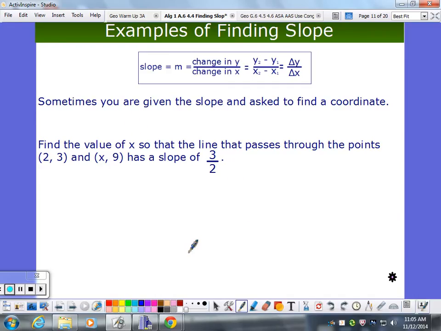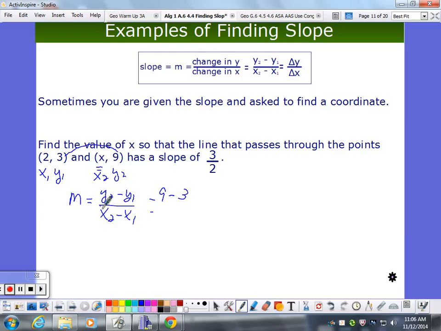What if I know the slope, and I know one of my x1, y1, but I only know the y, I'm missing a coordinate? Can I find this? Yes. Why not? Why can't we find it? I'm going to use my slope formula. M equals y2 minus y1. So what's y2? What's y1?